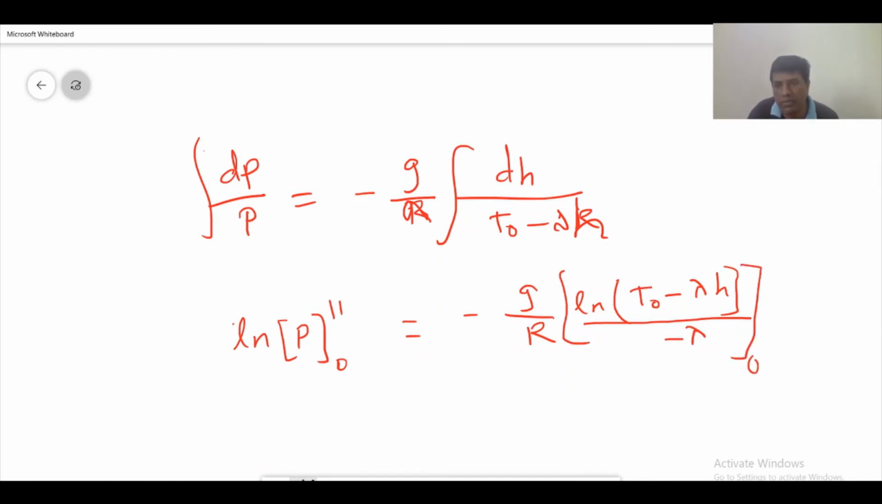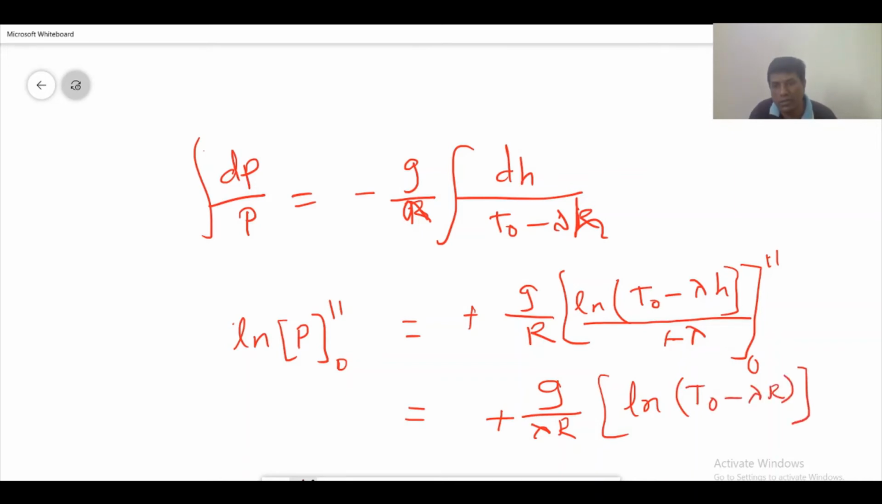The limit can be 0 up to 11, we can say. This we can further modify: minus g by lambda R, because lambda is a constant, so we can take it out. The minus minus will become plus, so this minus and this minus. So we have a left out term ln of T naught minus lambda h. Whatever is in the bracket is nothing but T.